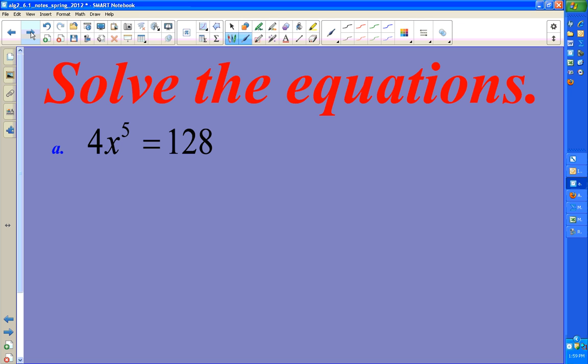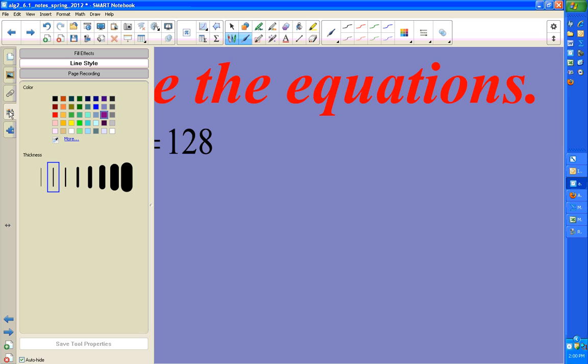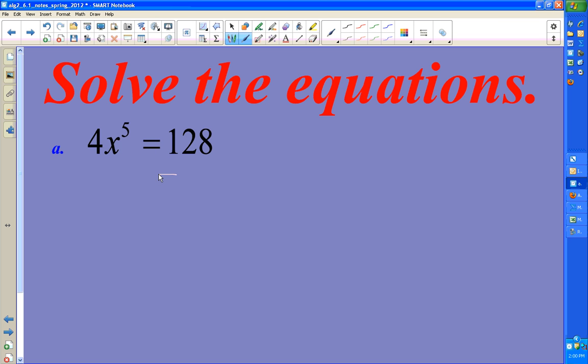Okay, now we're going to talk about equations. All right, what does the power on the x tell us for this equation? How many solutions there are? Okay, it tells you how many solutions there are. It could be, but not always. How do I solve this? Divide by 4. So if we divide by 4, 128 divided by 4 is 32, and x to the 5th here.